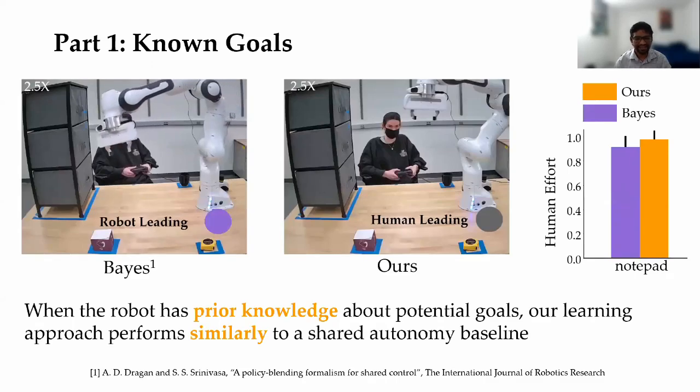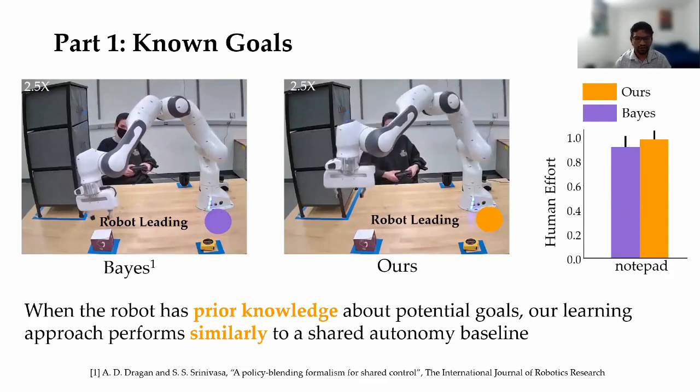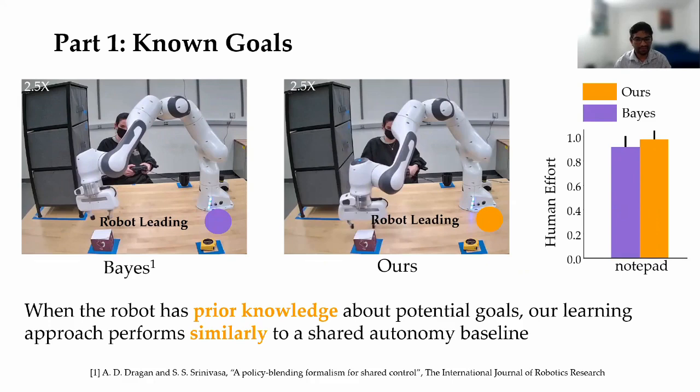On the left, we show a state-of-the-art shared autonomy baseline that uses Bayesian inference to infer the human's goal based on the human's actions so far and a set of goals that are given to the robot ahead of time. In the center, we show our method, which learned about these goals through user demonstrations. On the right, we plot the normalized human effort, which captures the amount of effort the human had to exert while completing the task. We see that the effort required by Bayes, which requires explicit information on the goals, and our method, which learns about these goals through demonstrations, performs similarly.